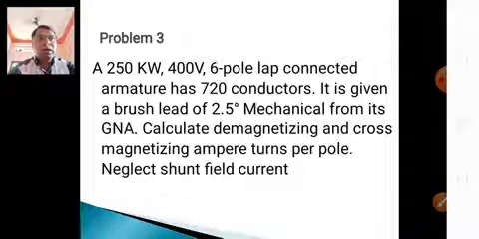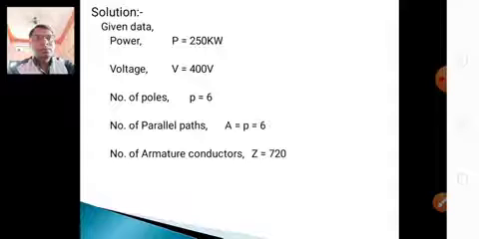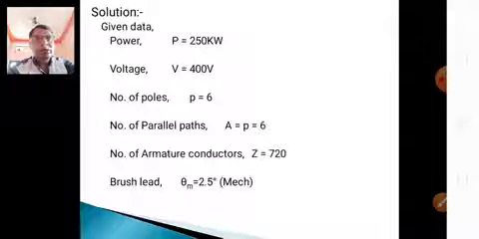Here we are neglecting the shunt field current. So given data is power equal to 250 kilowatts and the voltage is equal to 400 volts. Number of poles is equal to 6 and the number of parallel paths is equal to P because it is given lap winding. So the number of armature conductors is equal to Z equal to 720. Brush lead is 2.5 mechanical degrees.